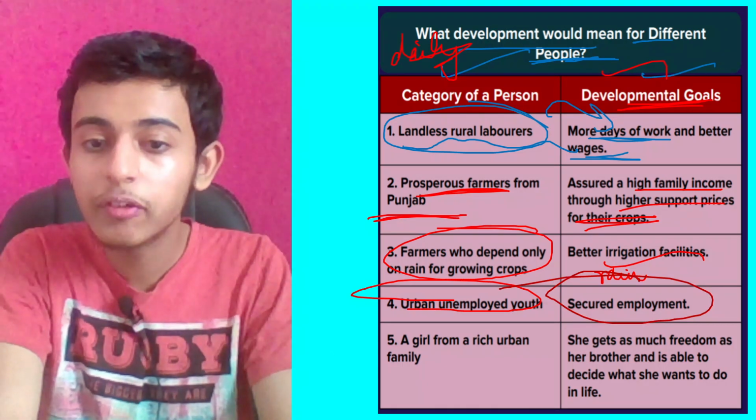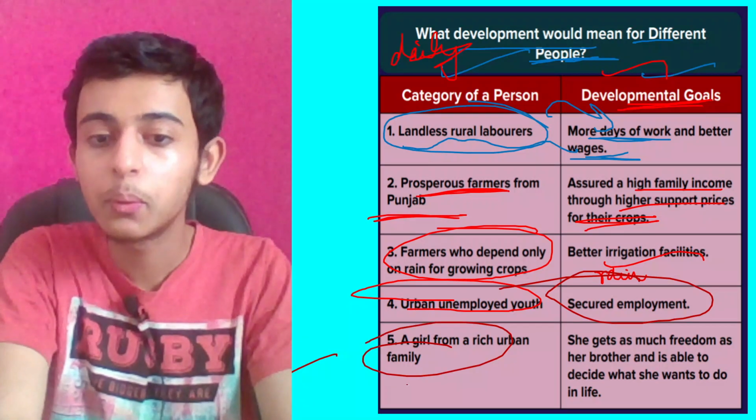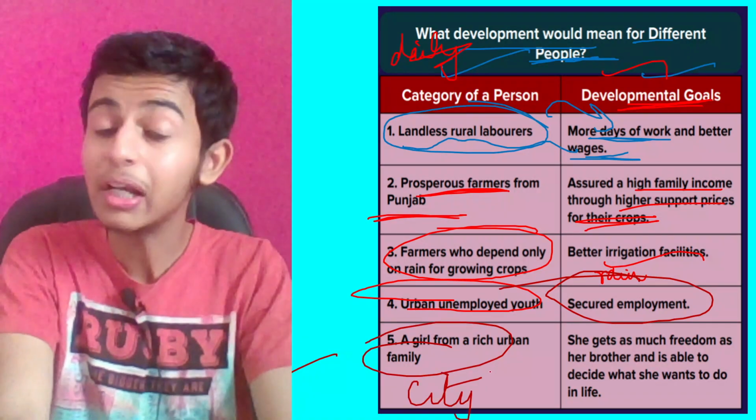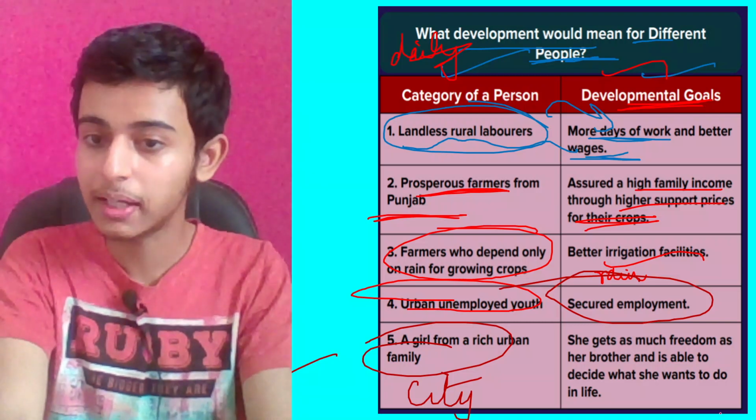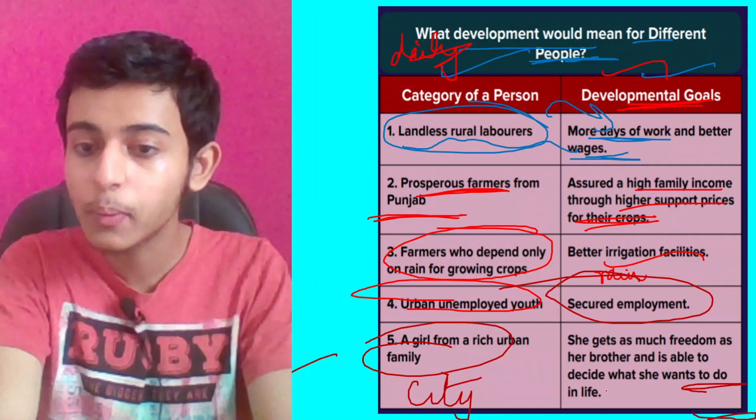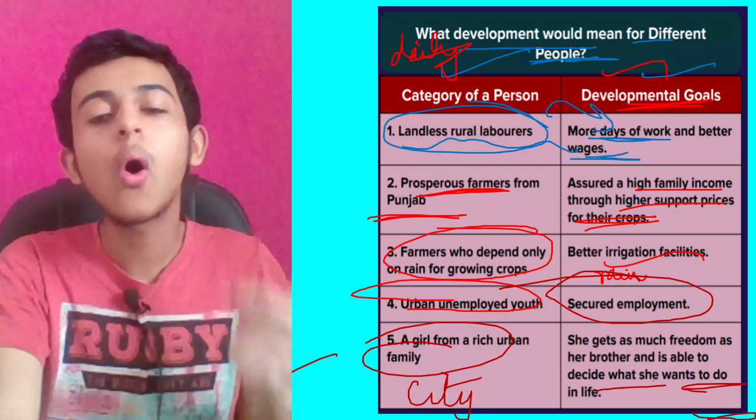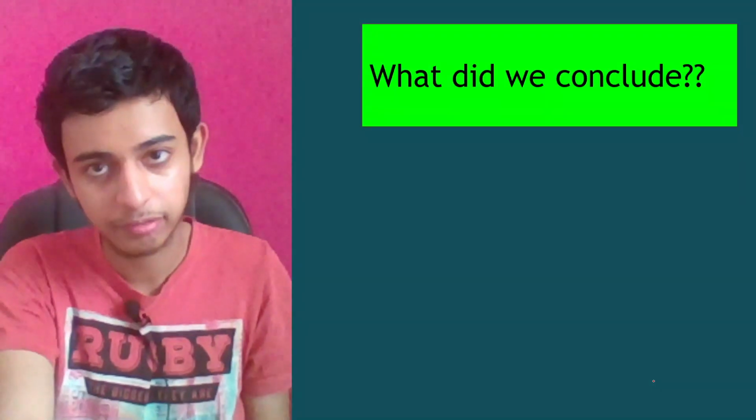Fifth one, a girl from a rich urban family. So living in a city, okay, and that too a rich family. So her goal would be to get as much freedom as her brother and is able to decide what she wants to do in life, to able to take all the decisions in life.